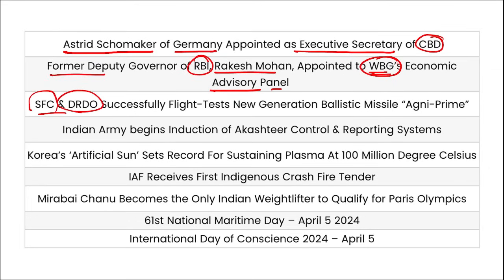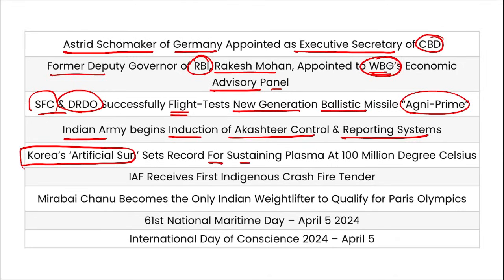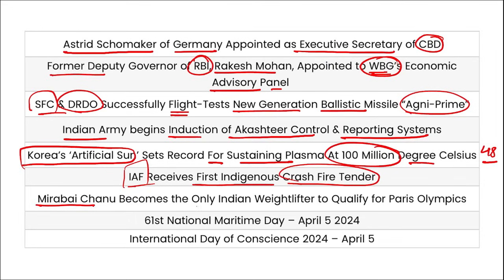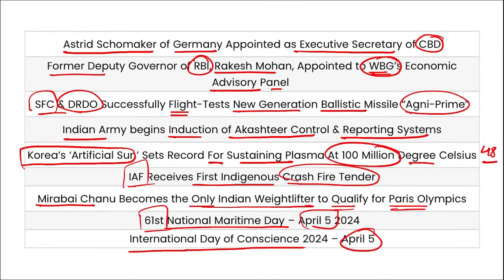SFC and DRDO successfully flight tested the new generation ballistic missile Agni Prime. Indian Army began induction of the Akashteer control and reporting system. Korea's artificial sun has set the record for sustaining plasma at 100 million degrees Celsius, and it was for 48 seconds. Then IAF received the first indigenous crash fire tender. Mirabai Chanu became the only Indian weightlifter to qualify for the Paris Olympic Games. 61st National Maritime Day observed on 5th of April and International Day of Conscience observed on 5th of April.